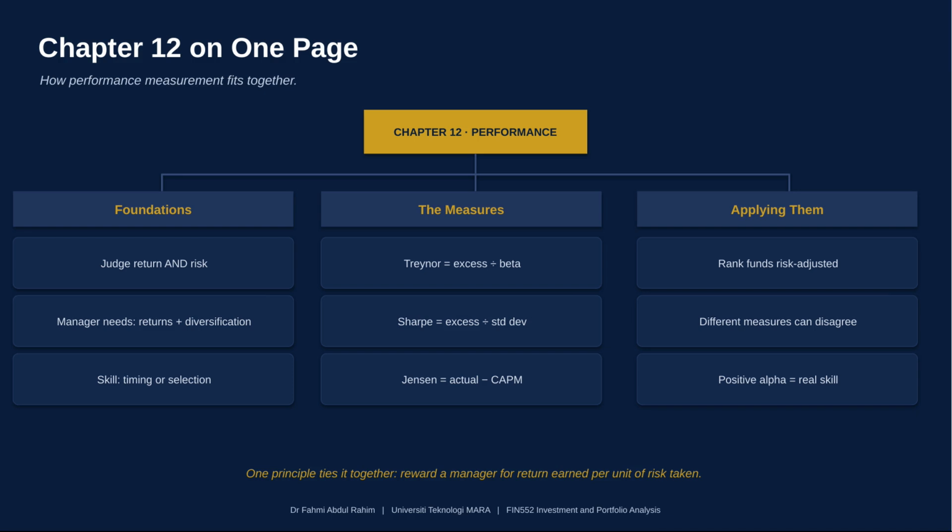And along the bottom, the single principle that ties it all together, reward a manager for the return earned per unit of risk taken. If you can compute all three measures and explain why they might disagree, you have mastered this chapter. Let me close with a final word.